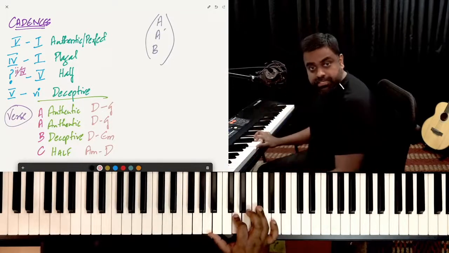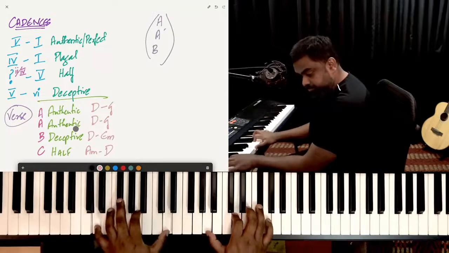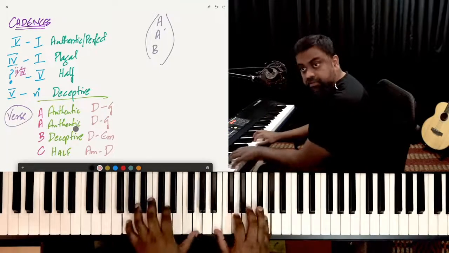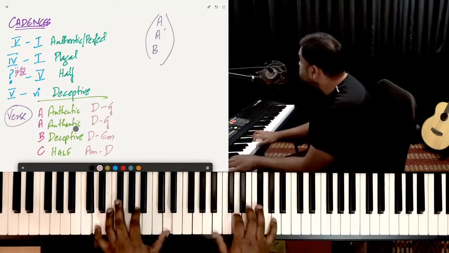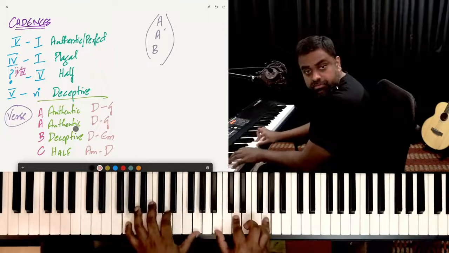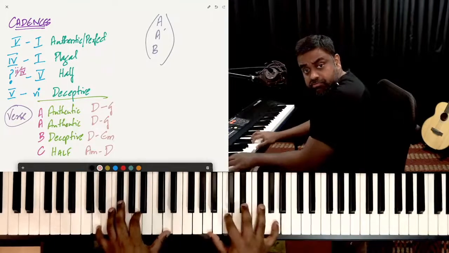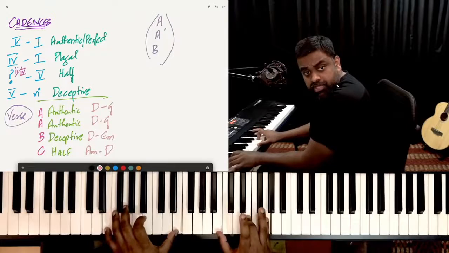That was the entire sequence. So I started with D to G, repeated. It's a variation. E minor.